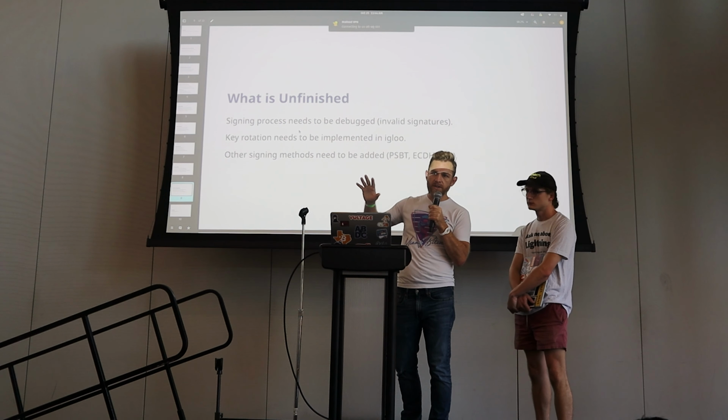Also, we need to add other signing methods. So signing a Bitcoin transaction is easy enough, but signing a PSBT is something that we want to implement in the future. Also, elliptic curve Diffie-Hellman is something that's not really talked about when it comes to Frost, but we need to figure out how that works too, because Nostr relies on this in order to do encryption. So we still need to implement that as well.